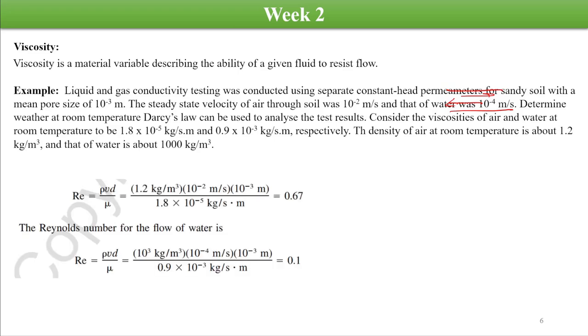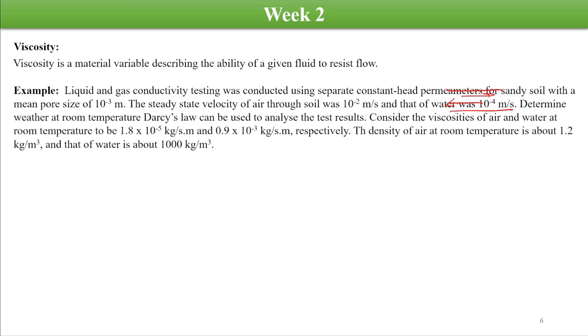Okay, to see how to solve a problem related to viscosity. The question says that a liquid and gas conductivity test was conducted using separate constant head permeameters for sandy soil with a mean pore size of 10 to the power minus 3. The steady state velocity of air through soil was 10 to the minus 2 meter per second, and of water was 10 to the power minus 4 meter per second. Okay, so we need to determine whether, at room temperature, Darcy's law can be used to analyze the test result or not.